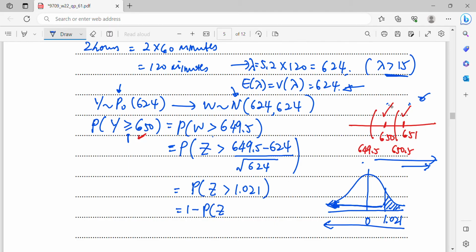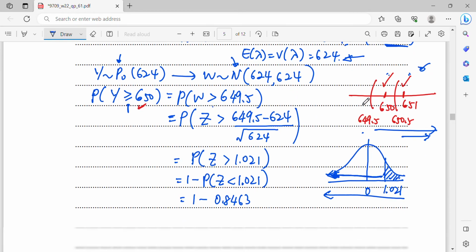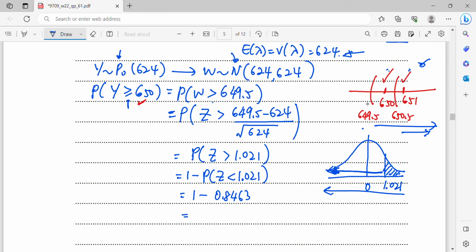So you will be getting this, right? Then now you can read P(Z less than 1.021) from the normal table, and you will be getting 0.8463. Right? So now when you calculate, correct to 3 significant figures, it will be 0.154. So this is how we solve this question.